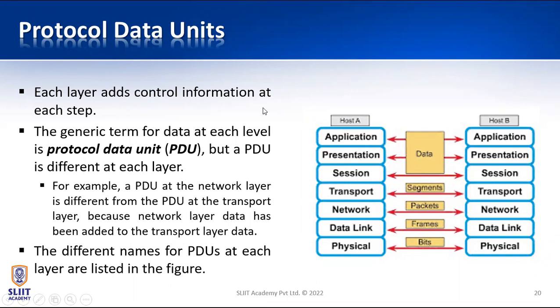Each layer adds control information at each step, right? From the application layer, it will add an application header. From the presentation layer, it will add a presentation header. Likewise, it will add some control information. So this information will be added to your data, but we don't change the protocol data unit name in the first 3 layers, right? We call this data, or the information that you pass, data. The protocol data unit name is data.